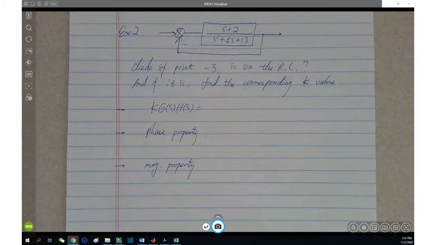Speak. Come on. It means it's not on the RL, right? Correct. That's the correct answer from Sawyer. 0 degree is obviously not an odd number times 180 degrees. So if 0 degree is the answer, then that means it is not on the root locus.